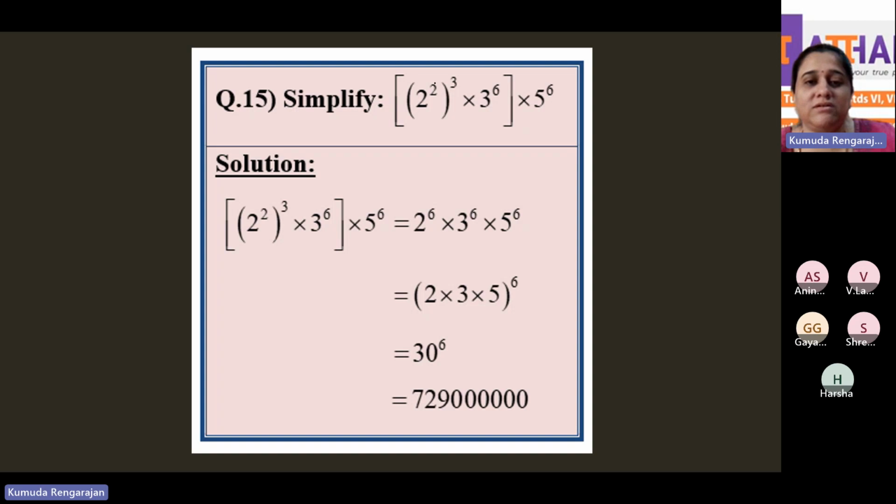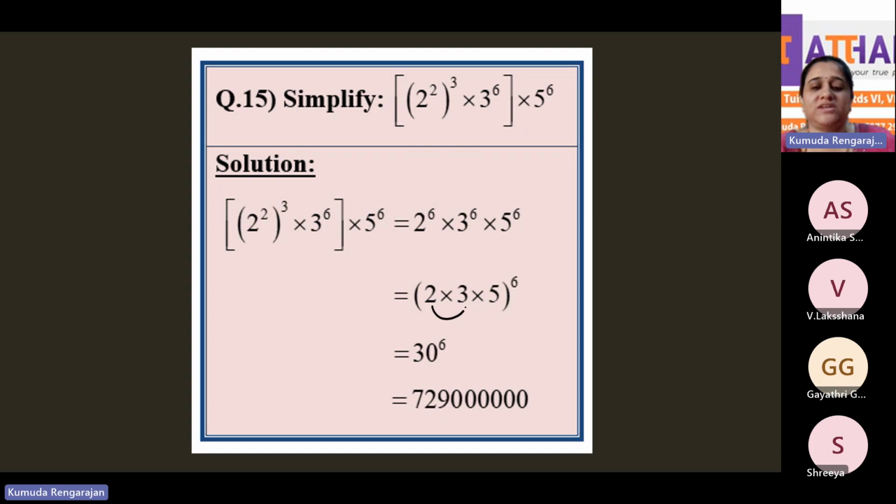So you can see here, 2 to the power 6 into 3 to the power 6 into 5 to the power 6. Bases are different, but the powers are the same, and it's multiplication. So multiply the bases and raise it to the same power. Now 6 fives are 30, 30 to the power 6.